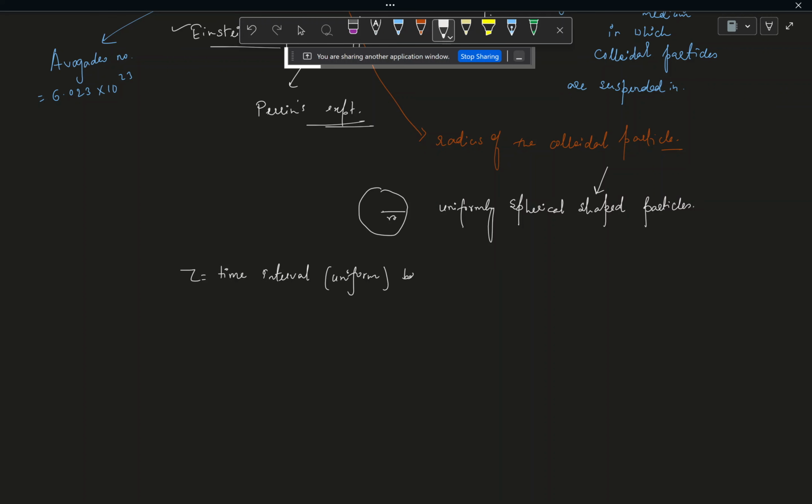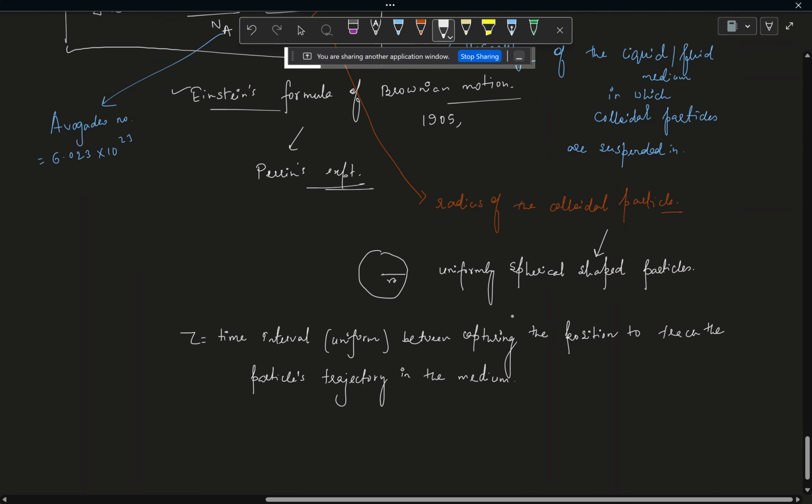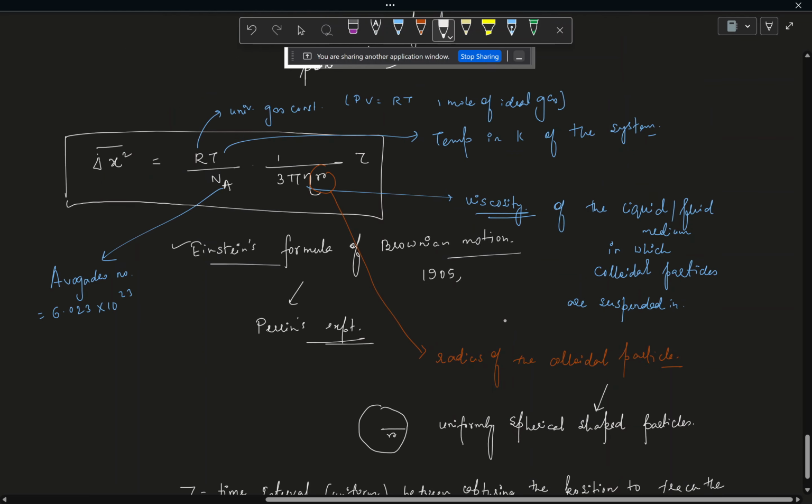So this is the time interval between capturing the position to track the particle's trajectory in the medium. Right. So now we have everything that you need to have to solve the problem.